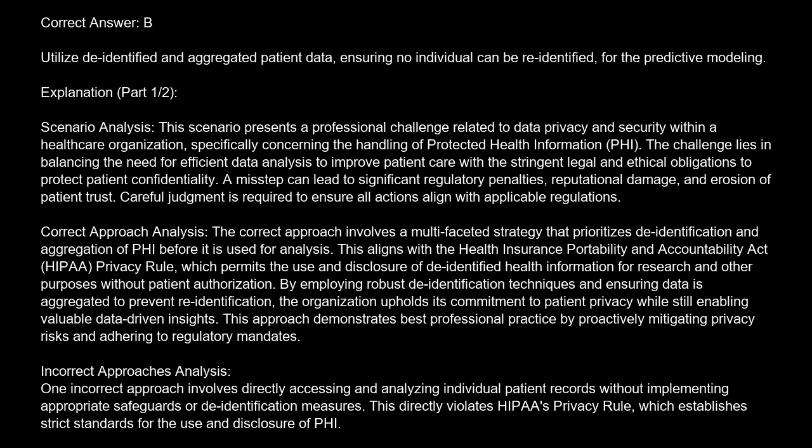Correct approach analysis. The correct approach involves a multifaceted strategy that prioritizes de-identification and aggregation of PHI before it is used for analysis. This aligns with the Health Insurance Portability and Accountability Act, HIPAA privacy rule, which permits the use and disclosure of de-identified health information for research and other purposes without patient authorization. By employing robust de-identification techniques and ensuring data is aggregated to prevent re-identification, the organization upholds its commitment to patient privacy while still enabling valuable data-driven insights. This approach demonstrates best professional practice by proactively mitigating privacy risks and adhering to regulatory mandates.